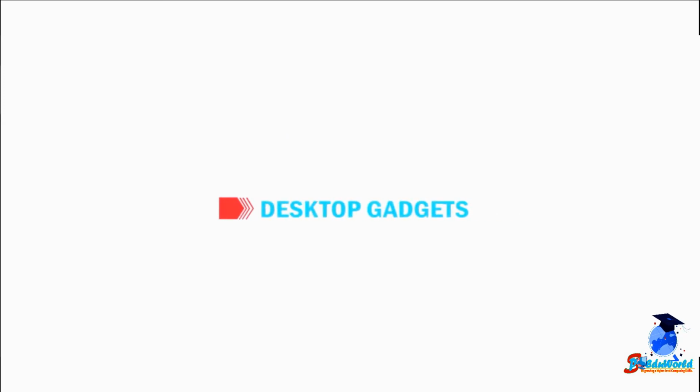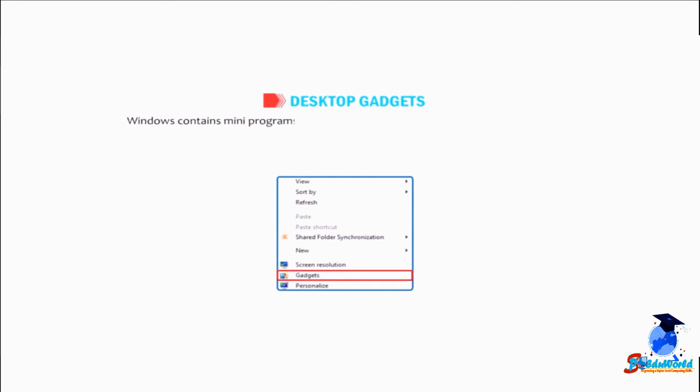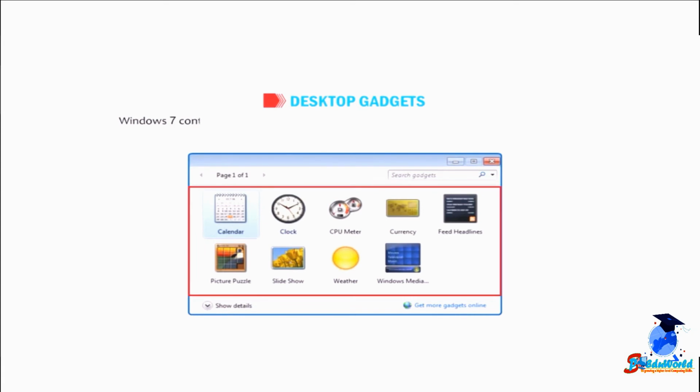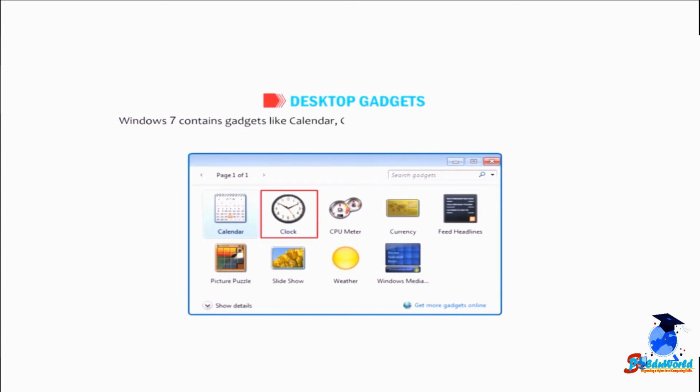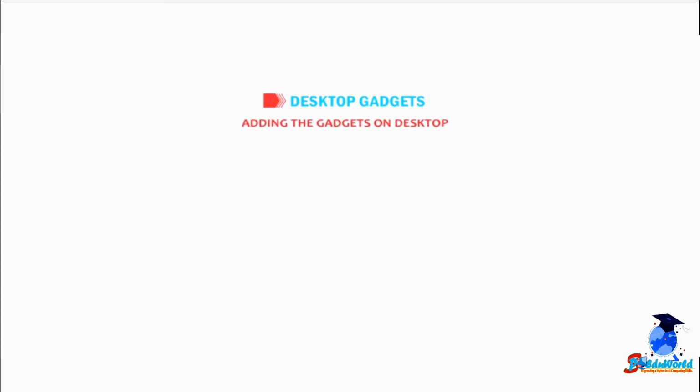Students, let us understand about the desktop gadgets. Windows contains mini programs called gadgets, which offer information at a glance and provide easy access to frequently used tools. Windows 7 contains gadgets like Calendar, Clock, CPU Meter, Currency, Weather, Feed Headlines, Slideshow, Picture Puzzle, and Windows Media Center.